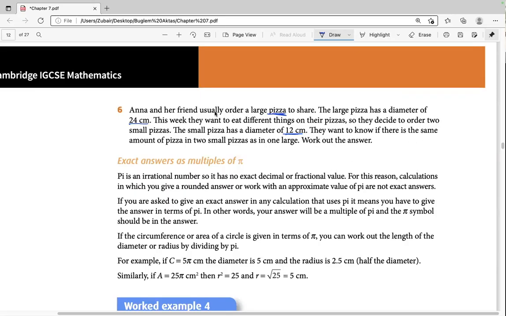No. So the large one is pi into 12 squared. That is 144 pi centimeter square. And when they work out the 2 small ones, this is 2 into pi into r, 6 squared is 36. 36 times 2 is 72. So that is 72 pi. Clearly, they are not equal.